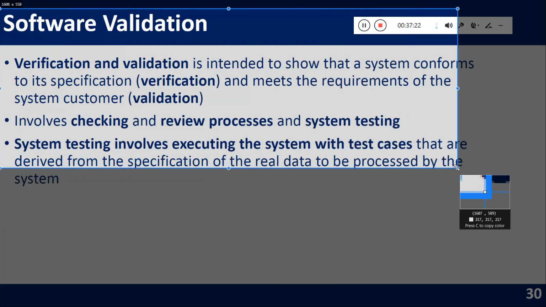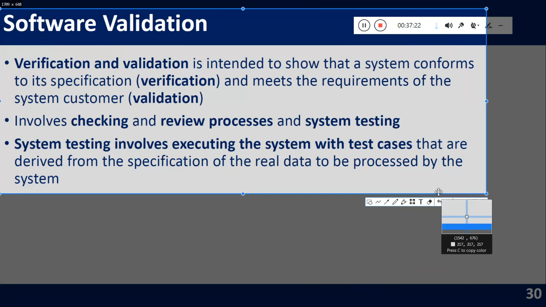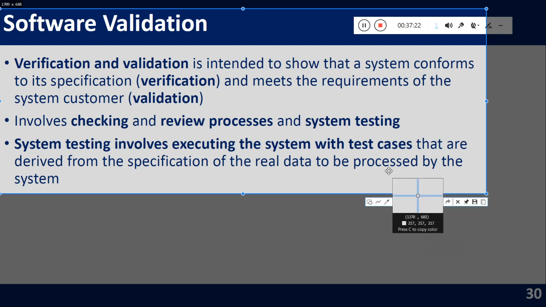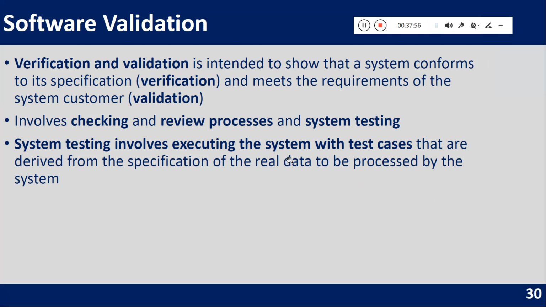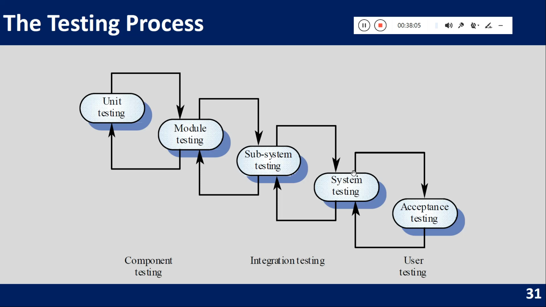What does this mean? What are you trying to say? I can understand it, there must be test cases. Derived from the specification of the real data to be processed by the system. Real data. So I think the point is that we need test cases derived from real data. Yeah, we need to use real data to test the system.